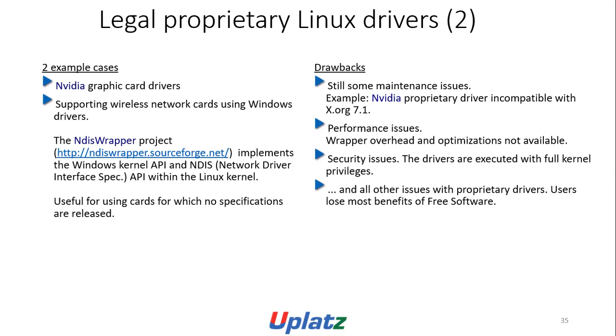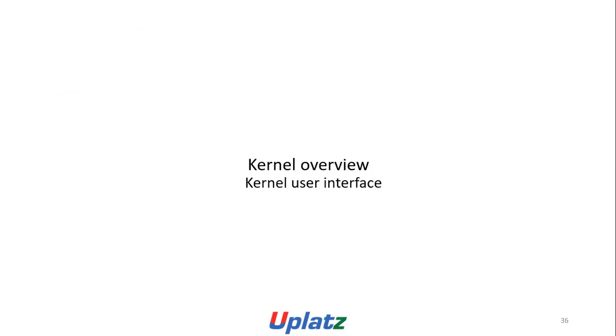NDISwrapper, supporting wireless network cards using the Windows driver. This wrapper project implements the Windows kernel API and the Network Driver Interface Specification API within the Linux kernel, useful for using cards for which no specifications are released. Drawbacks: still some maintenance issues. Example: the NVIDIA proprietary driver was incompatible with X.org 7.1. Performance issues: wrapper overhead, though optimizations are available. Security issues: the drivers are executed with full kernel privileges, and there are all the other issues with proprietary drivers. Users lose most benefits of free software.